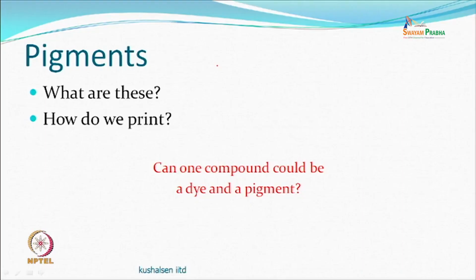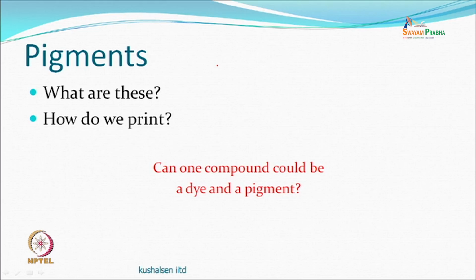So how do we print? Obviously, we have the same way. You have a paste, and then you got to have some kind of a binding system. So a film has to be formed, and once you make a film, it is the film and the fastness of the film which determines how fast the pigment prints will be.